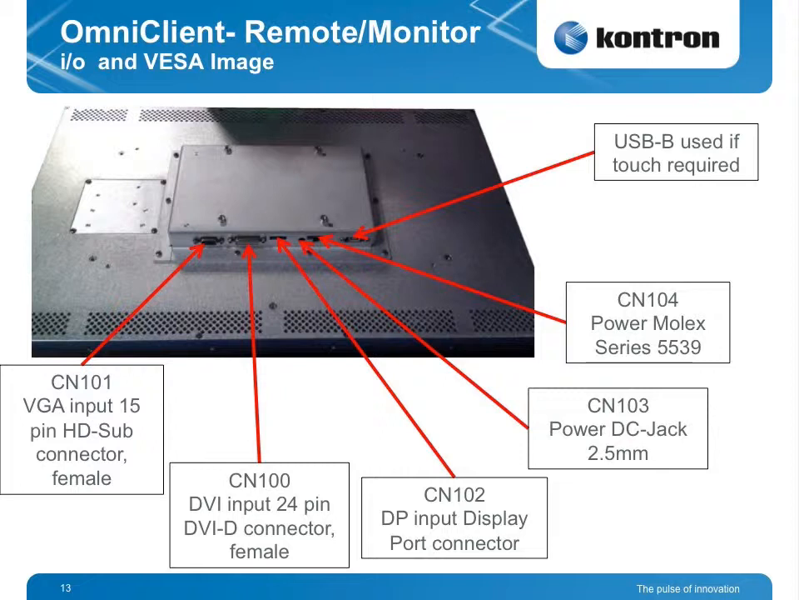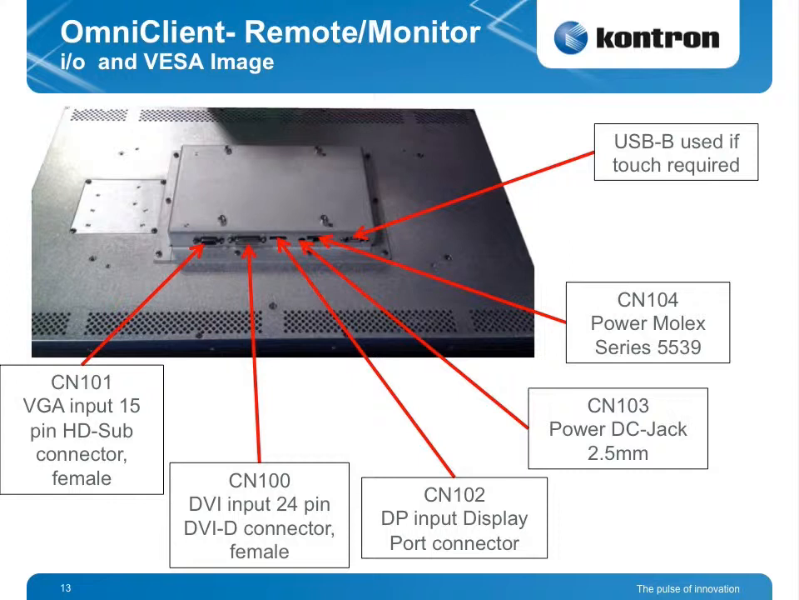The next slide details out what the I/O is. The I/O is comprehensive. There's not really many people in the world that couldn't connect to a VGA input, a DVI, or a DisplayPort. We have two power inputs available. There's a DC power jack, very similar to what you would find on most laptops and most handheld computers. And we also have a power Molex, which is a locking connector. In an industrial environment, rather than have a jack that may unplug, this is a locking connector, so it will never come undone.